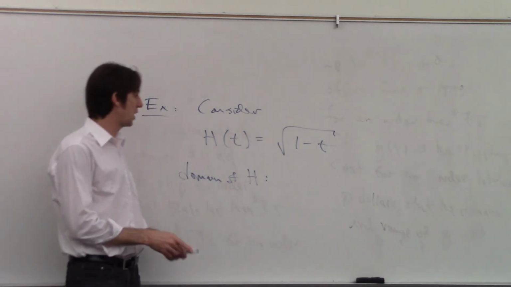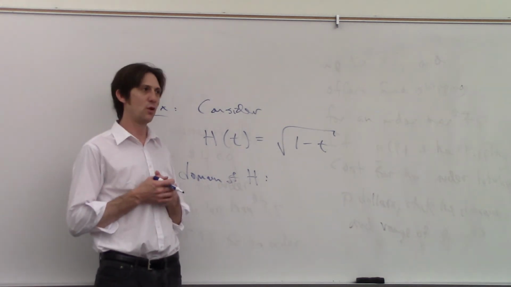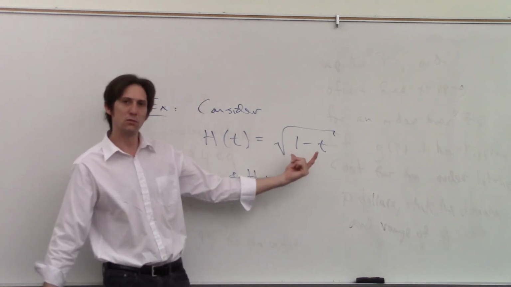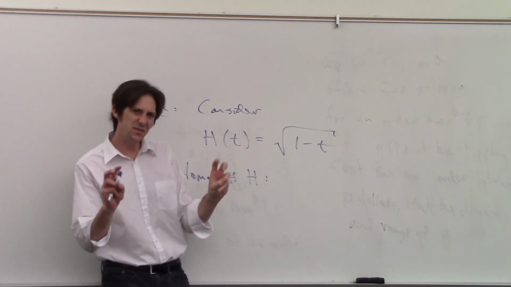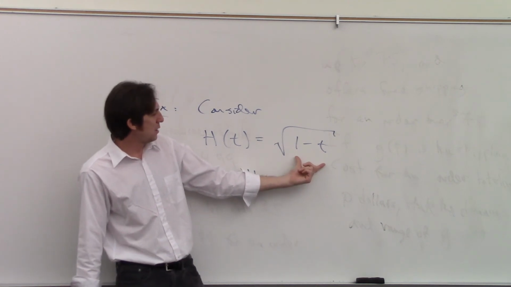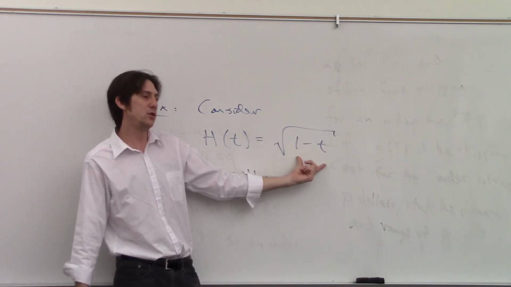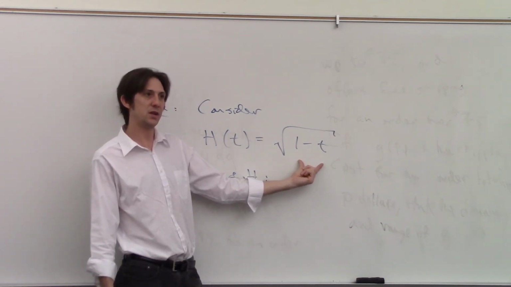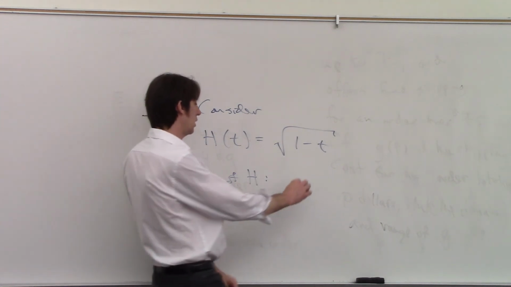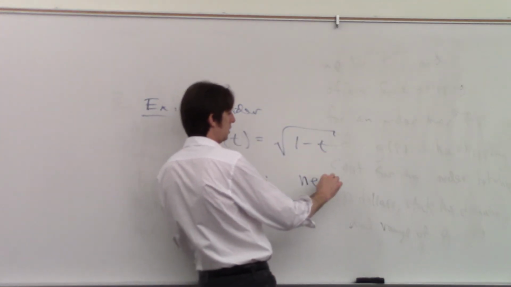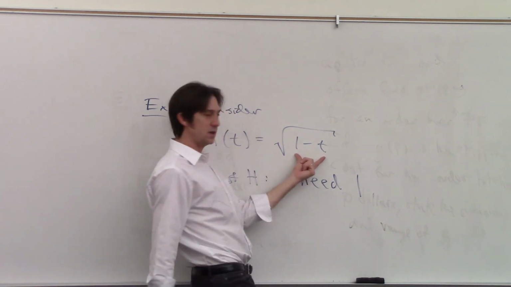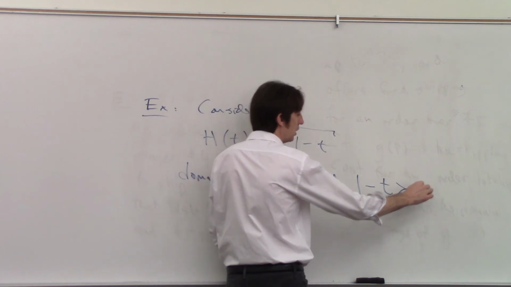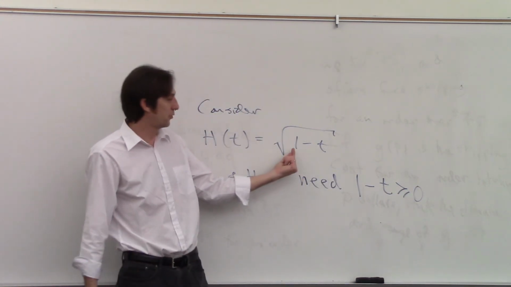I mentioned in the previous example that when we're finding domain, one thing to watch out for is division, because we can't divide by 0. Another thing to watch out for is a square root, or really an even root. And what you might remember about roots is that you can't take a square root or a fourth root or a sixth root, etc., of a negative number. And so here, I need for this quantity underneath the square root, the 1 minus t, to be greater than or equal to 0, because I can't take the square root of a negative.